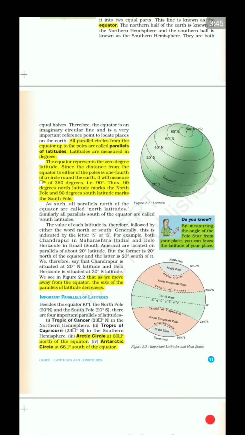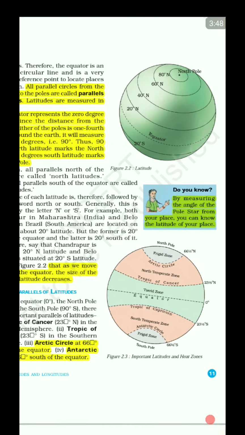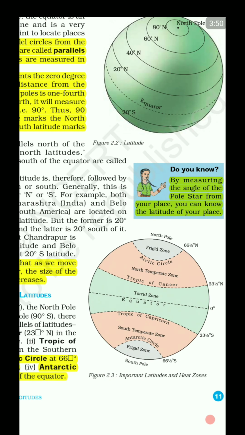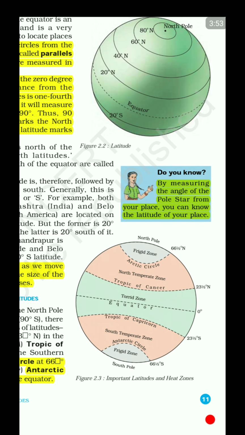Now there are some very important latitudes to remember. First is 0 degree, known as the equator. Second is 23.5 degrees, known as the Tropic of Cancer in the north and Tropic of Capricorn in the south. The third is 66.5 degrees, known as the Arctic Circle in the north, and 66.5 degrees south is known as the Antarctic Circle in the south. And finally we have 90 degrees north, which is known as the North Pole, and 90 degrees south, which is known as the South Pole.